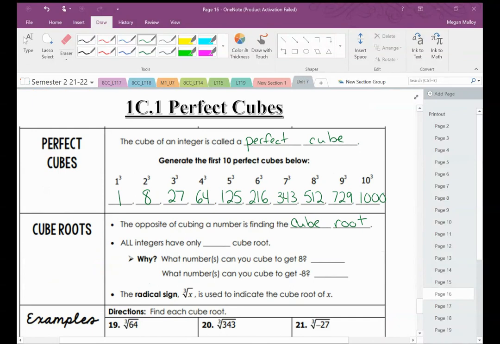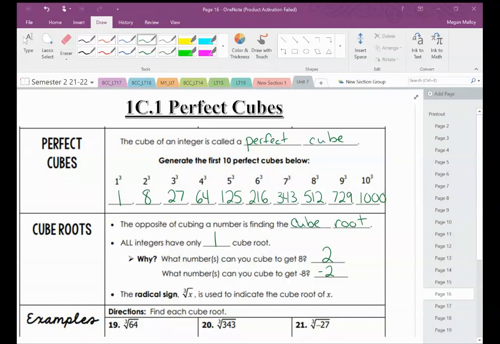All integers have only one cube root. This is because if we were to look at how we get the cube of 8, we would do 2 times 2 times 2, okay? And then if we wanted to get negative 8, we could do negative 2 times negative 2 times negative 2, because the negatives, there are 3 of them, so it would not equate to a positive. The first 2 would, but then we're multiplying by another negative, which would make it negative again.